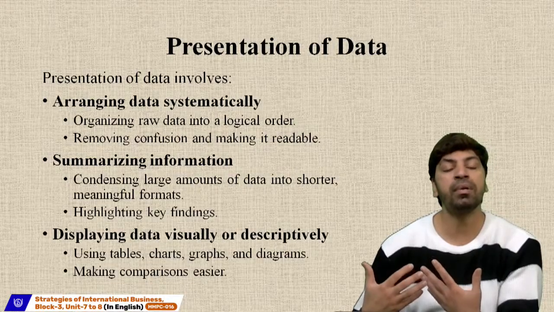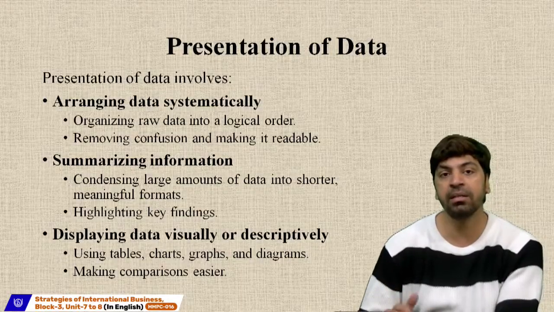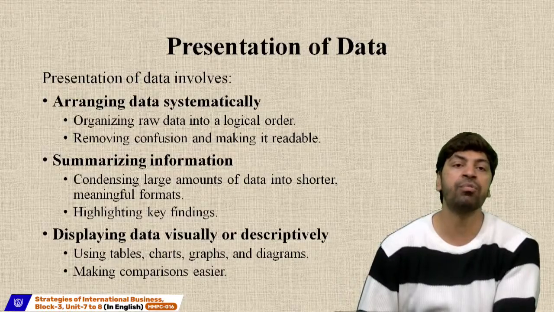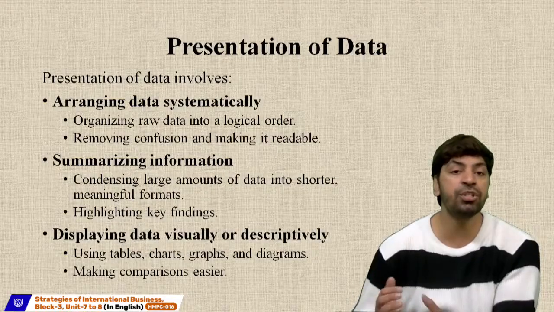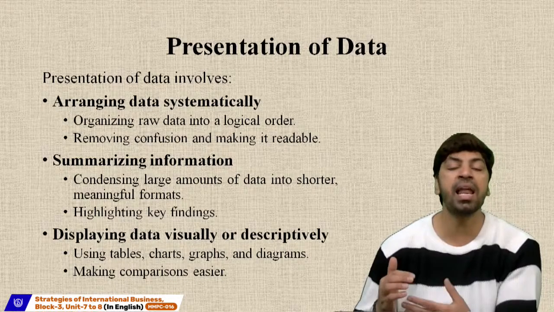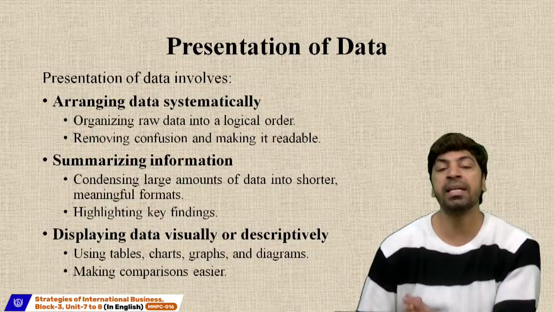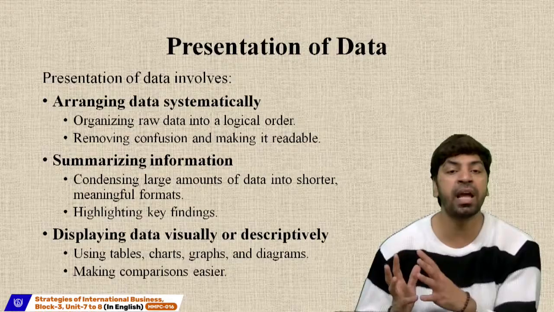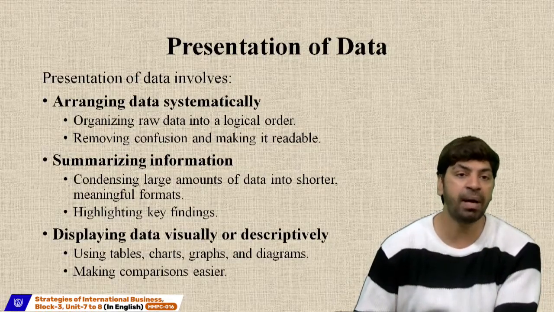Once the researcher organizes the raw data in an organized manner, the next stage is to condense the large amount of data into a shorter, meaningful format in the form of tabulation, with rows and columns, which highlights the key findings: when the raw data is organized this way, what sort of outcome has come up.